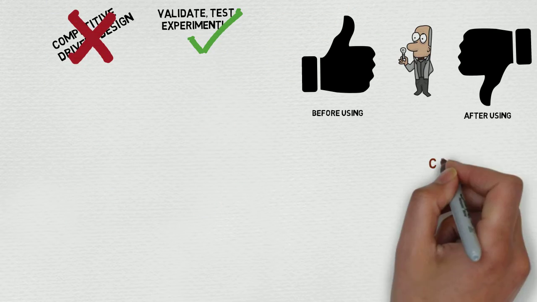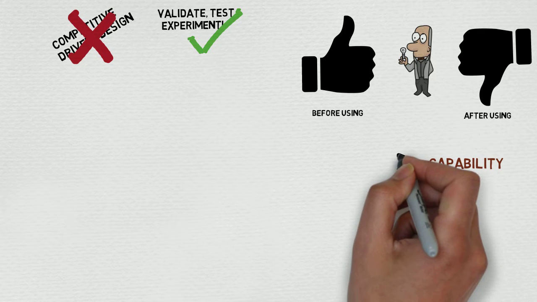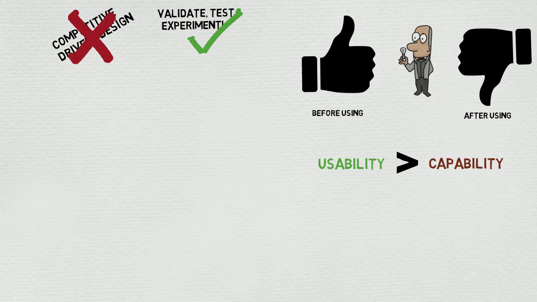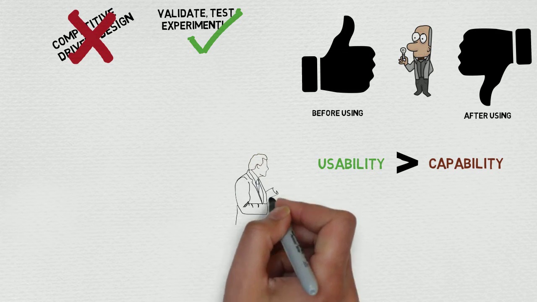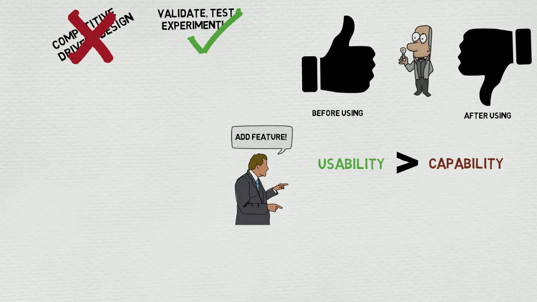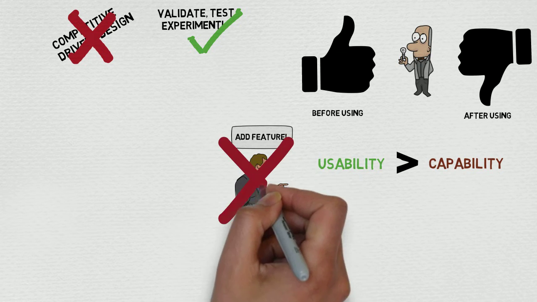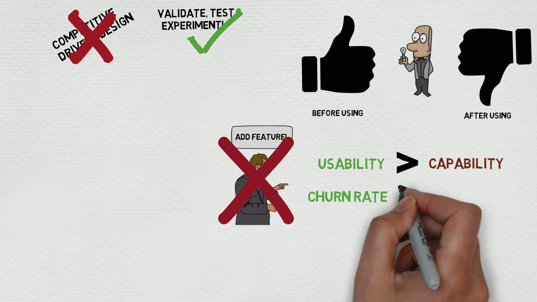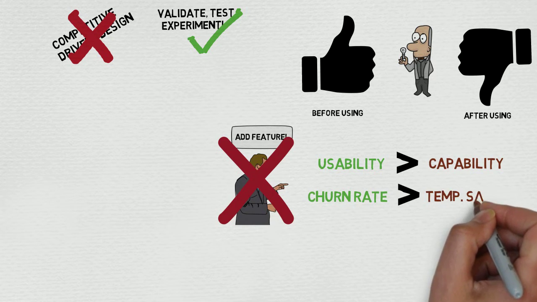As human beings, we tend to be drawn to capability. But in practice, we prefer usability. So when your users tell you, hey, you should really add this cool feature, and I'd definitely upgrade if you do, don't just blindly listen to them. You may just sacrifice churn rate to make a temporary sale.